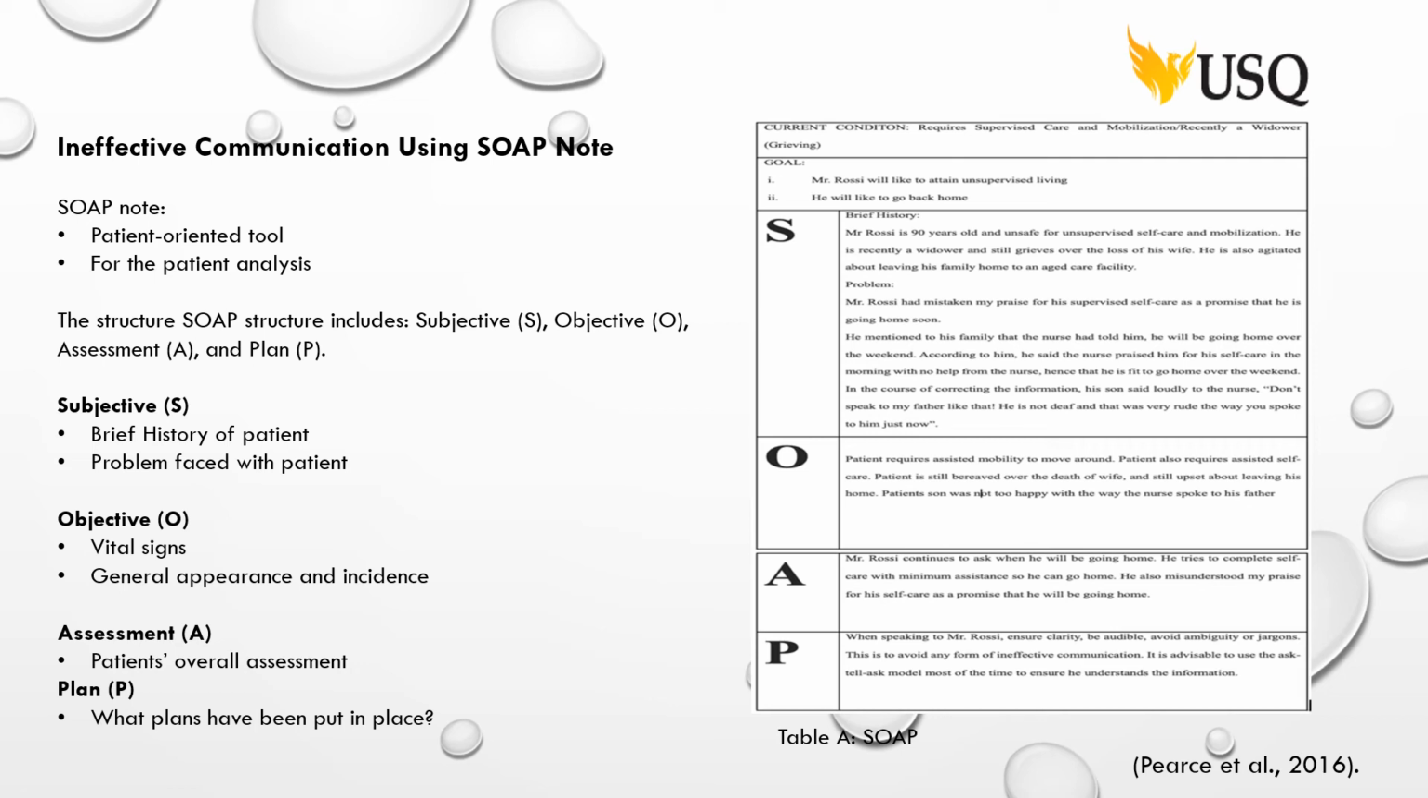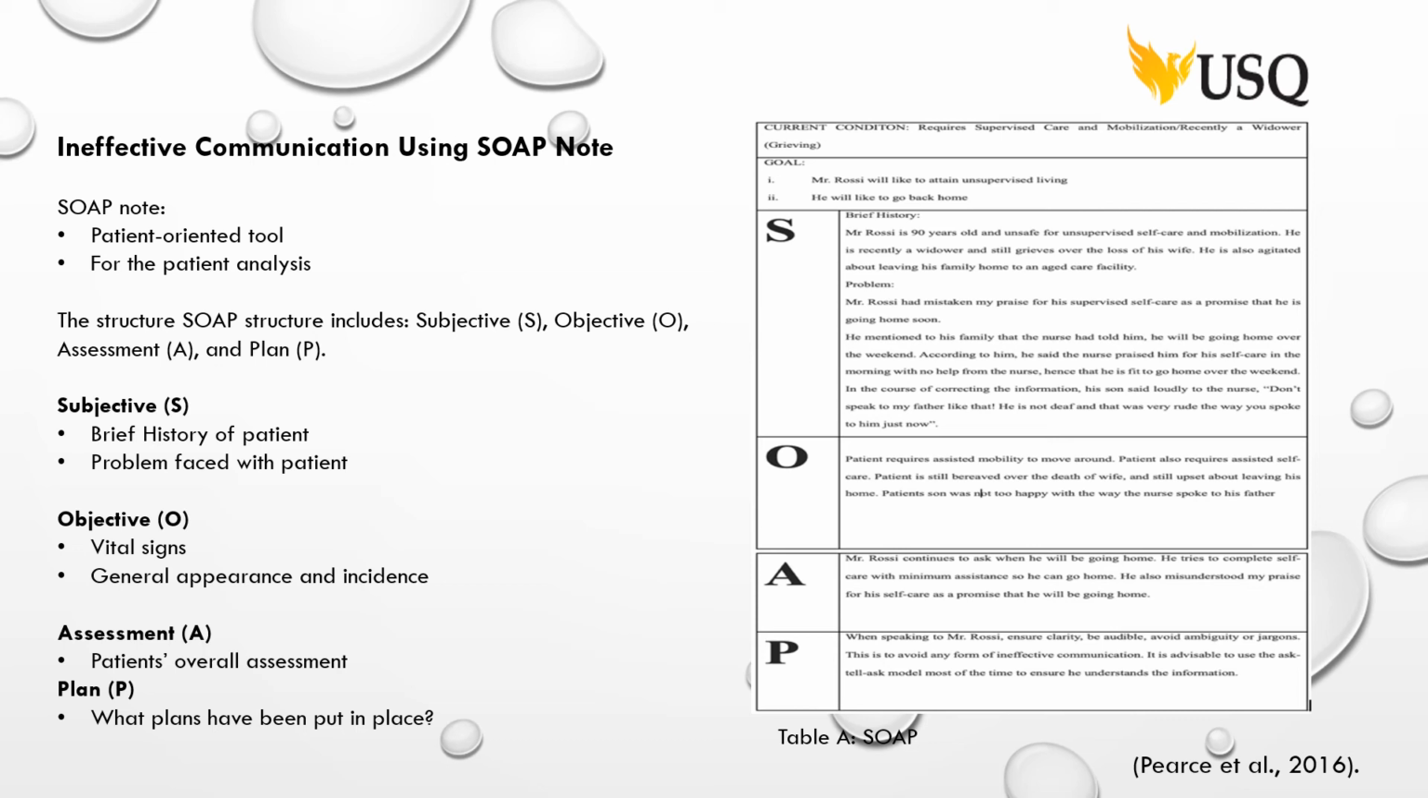And we're going to the assessment part now, which has to do with Mr. Rossi's continuous question about when he will be going home. He tries to complete the self-care by himself with minimum assistance so he can go home. He also misunderstood the nurse's praise for his self-care as a promise that he will be going home.